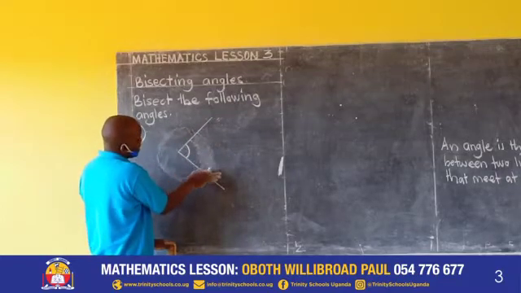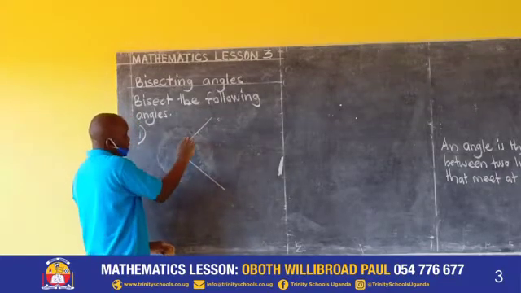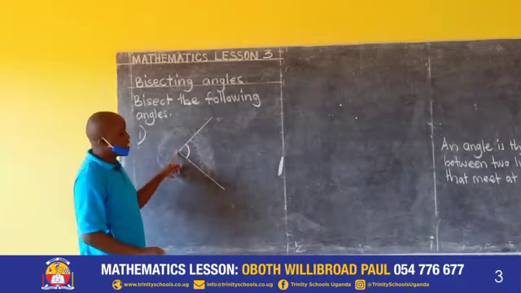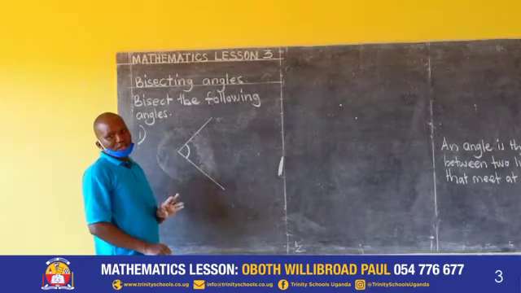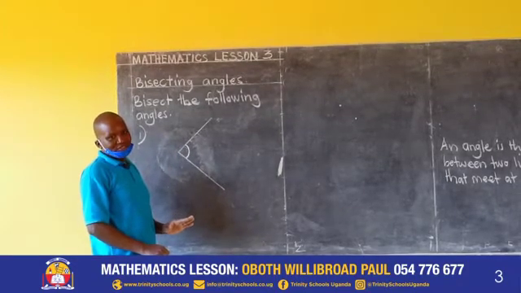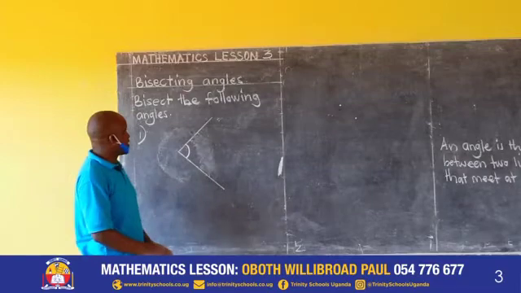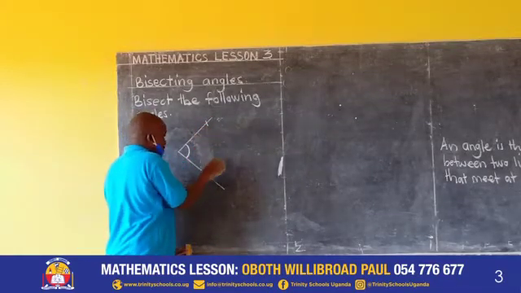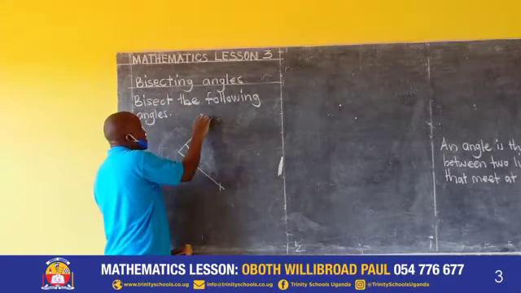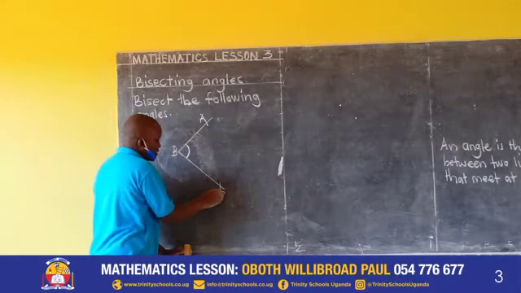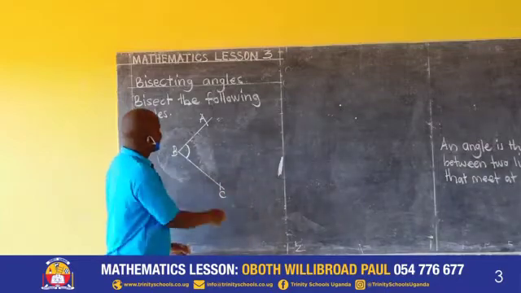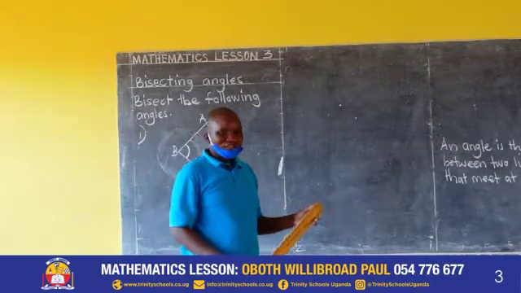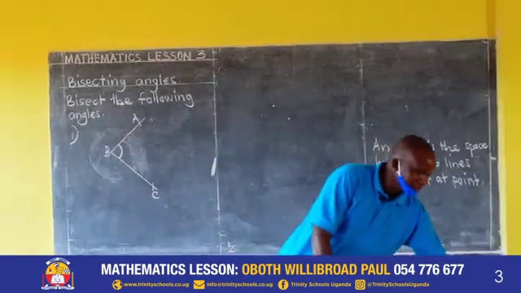But this time the examiner is asking us to bisect that one, to divide this angle into two equal angles with the compass. Now, they will even trick you and put marks here. They say the angle is A, B, C. But remember, they have put a mark here, they have put a mark here. Don't follow the marks that they have put for you there.